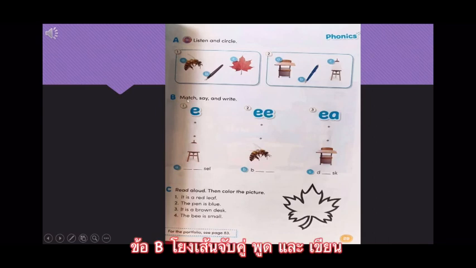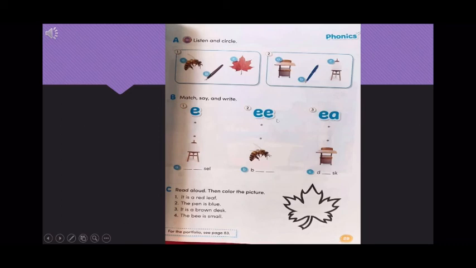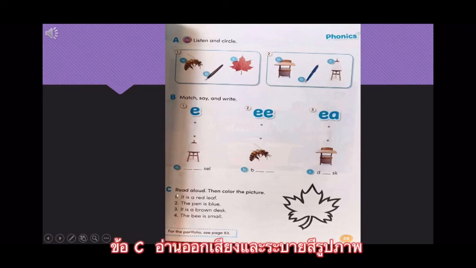Now in letter B, you have to match, say, and write. So first, you have to match which one is the correct letter. So we have letter A. What is it? Easel. Letter B. Letter C, desk. So you complete the word and then match. Okay. In letter C, you have to read aloud, then color the picture.